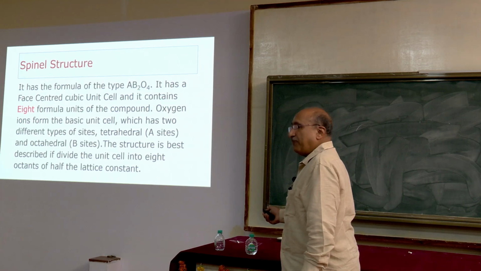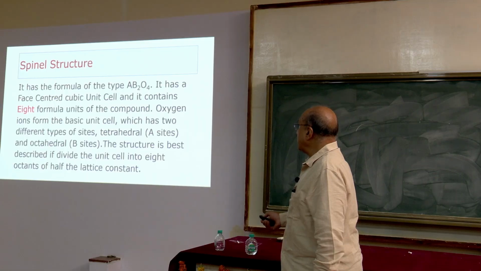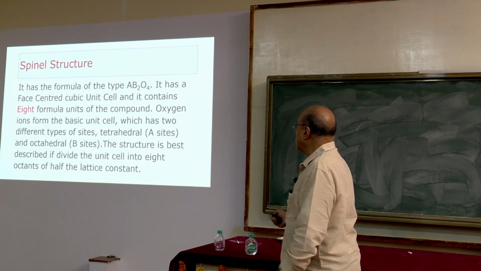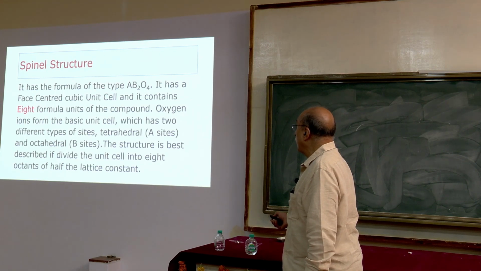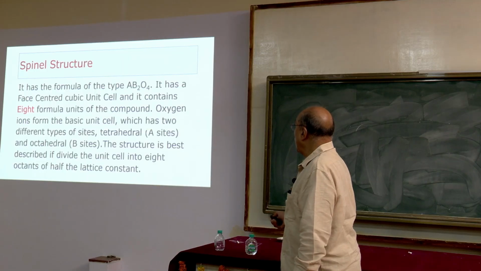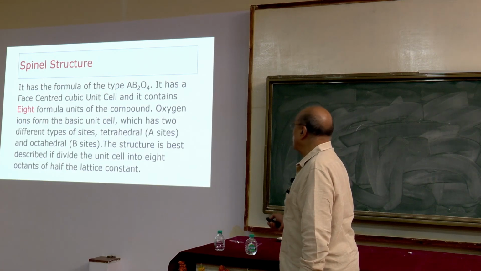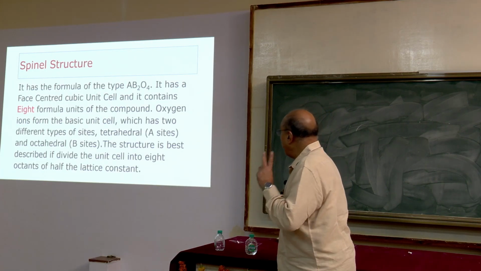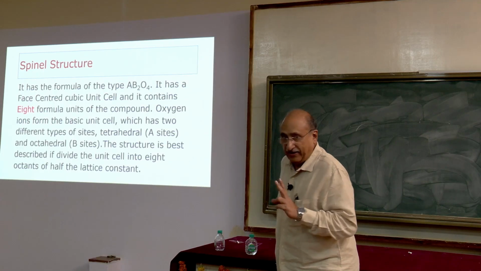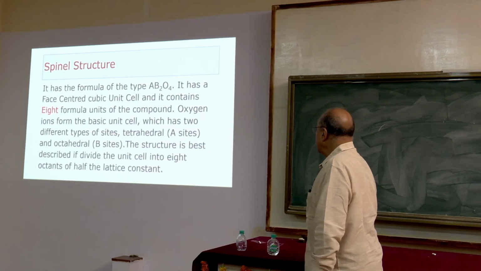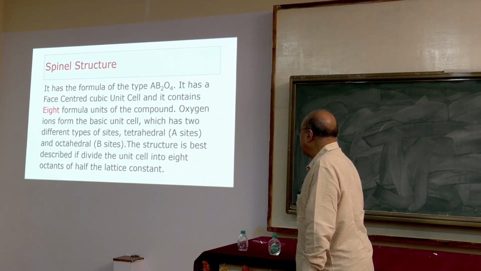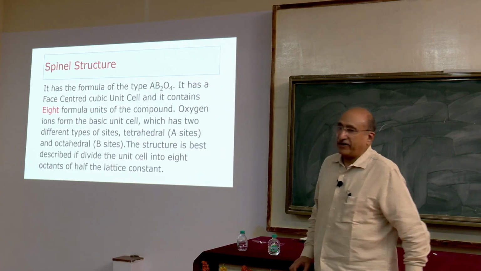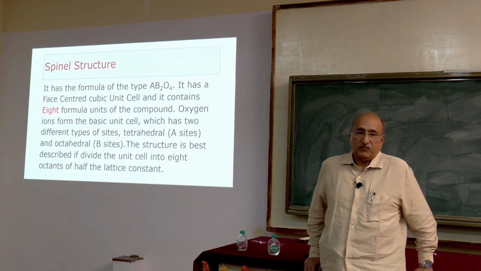It has a cubic unit cell and contains 8 formula units of the compound. Oxygen ions form the basic unit cell, which has both tetrahedral and octahedral sites. This structure is best described if we divide the unit cell into 8 octants of the lattice constant.